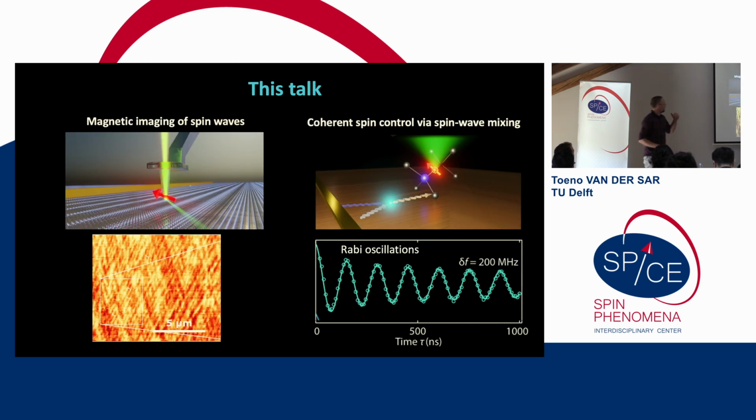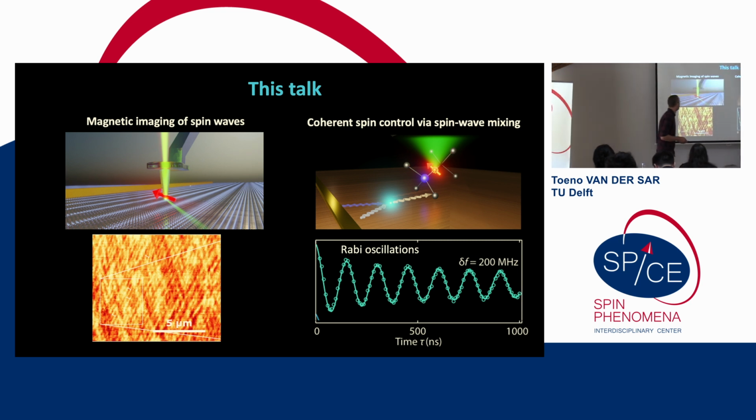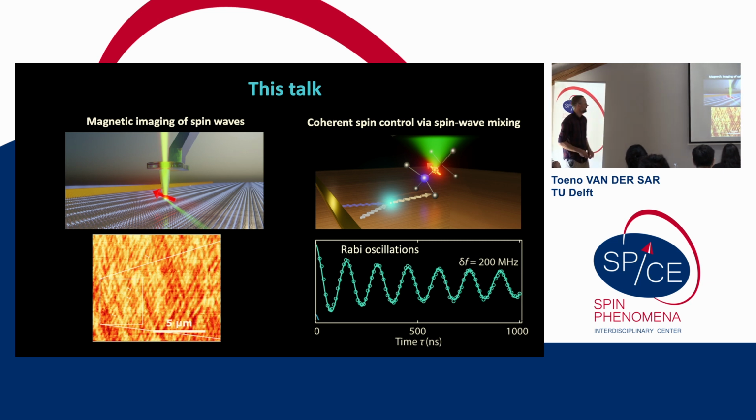So today, before I go to the topic of the talk, which is coherent manipulation of spins in diamond via spin wave mixing, I will first introduce how we use the spins in diamond to image spin waves. And we do that using a spin in diamond, and these are some of the experiments I will show, and then I will show you how we use spin waves to drive the NV center spin coherently.